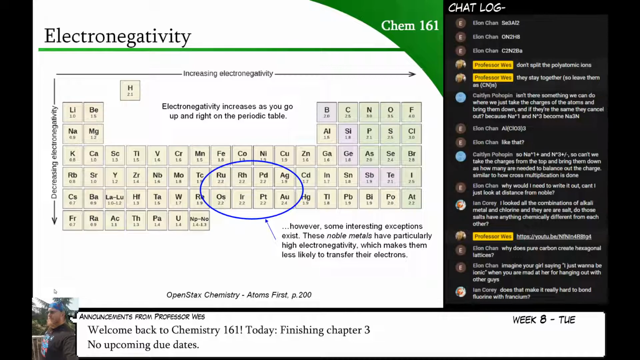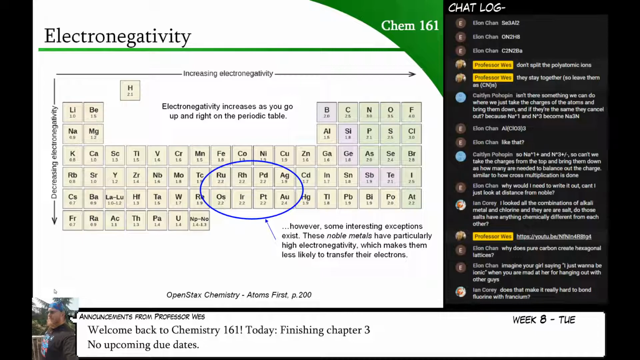The same is true for things like iridium and platinum. Silver is a little bit corrosive. Silver gets corroded a little bit, mostly in contact with sulfur, but oxygen can do that too. But these other metals in the center here, their electronegativity is just abnormally high.